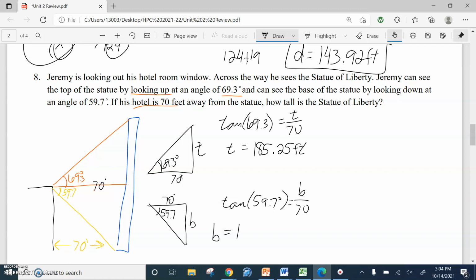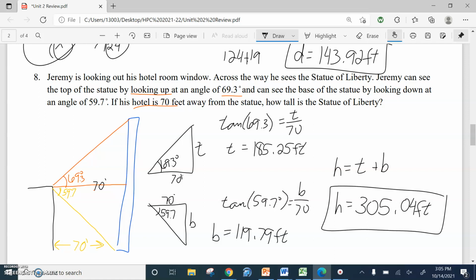That's equal to 119.79 feet. So the overall statue, H, is really the length to the top plus the length to the bottom. You add those two together, 185 plus 119.79, and you get 305.04 feet.